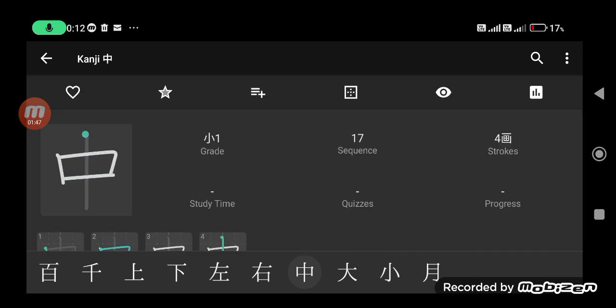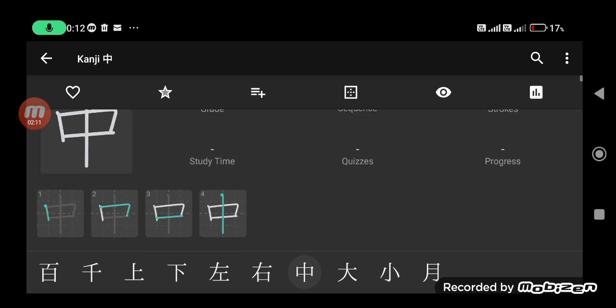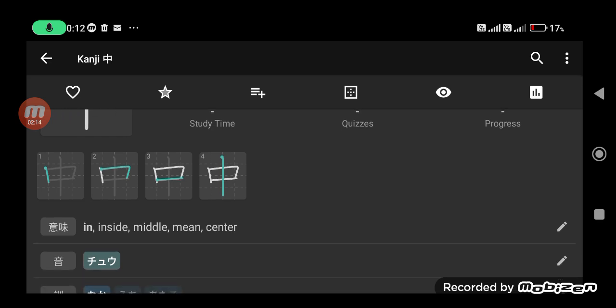So, the kanji for center or middle is chu, and it is written in this manner. This is 4 strokes. 1, 2, 3, 4. If you have a kanji practicing sheet, the stepwise manner of writing this kanji is like this. First stroke, second stroke, third stroke, fourth stroke.